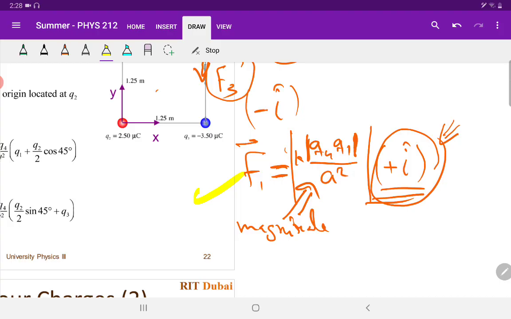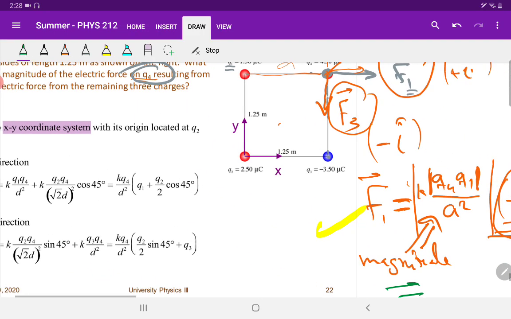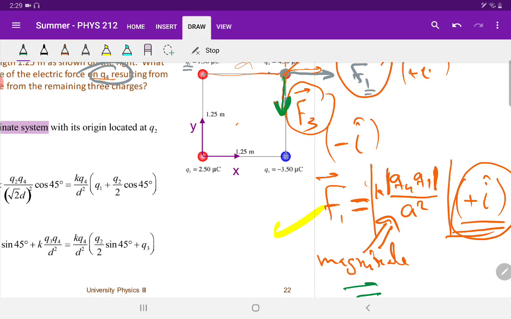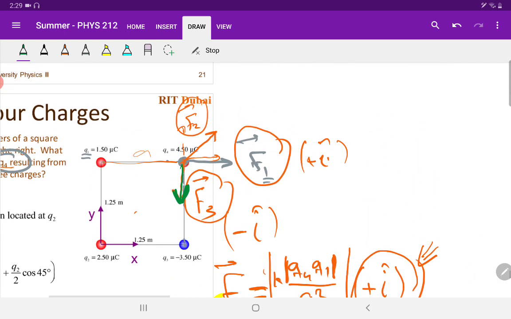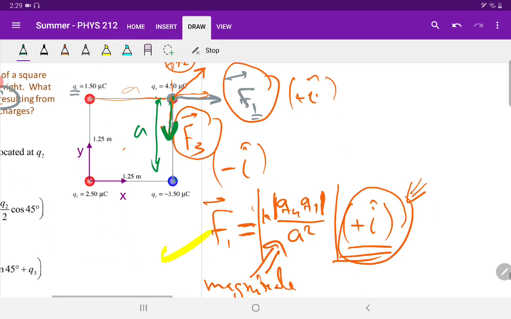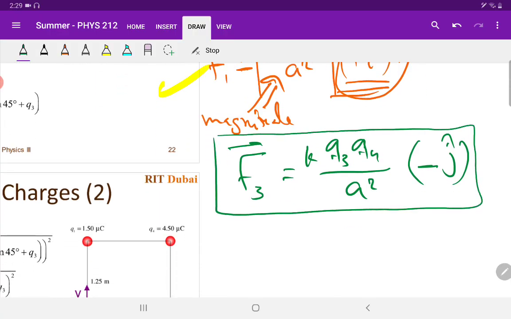So in this case, we have Q4, we have Q1, we have A, then we can find F1, and that's the first part. The second part now, I need to find what? F3. F3 here as a vector, it will be in which direction? Minus j hat. Why is it minus j hat? Because look at this one, F3 is going down. Now what's the magnitude of this one? It will be K Q3 Q4 divided by A square. Why A? Because the distance between these two charges is given as the length of that square, which is A in this case, and that's the third force.